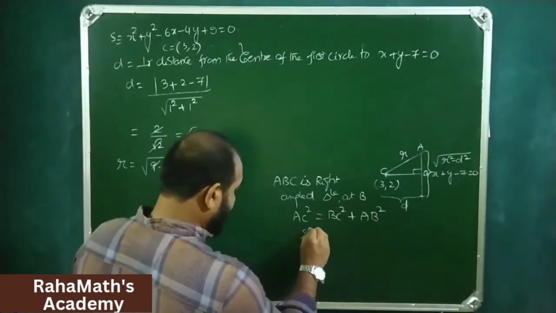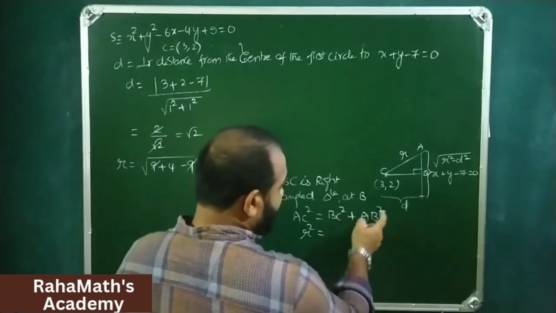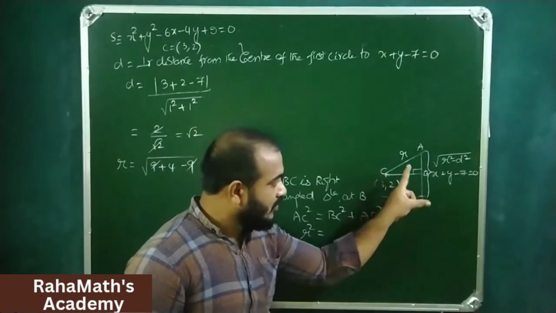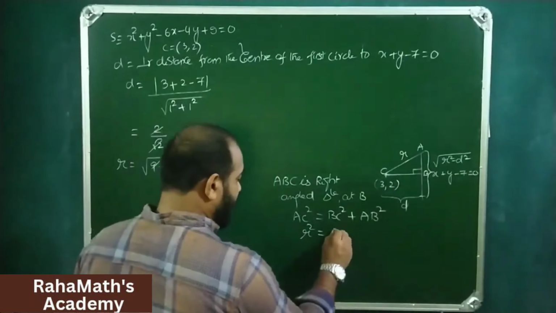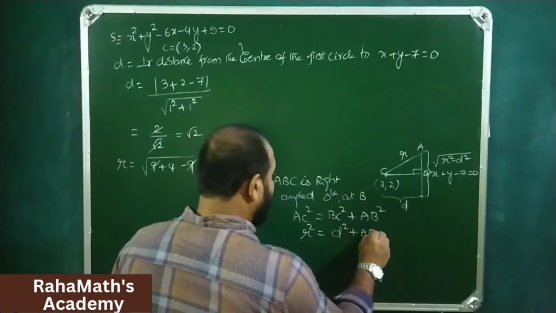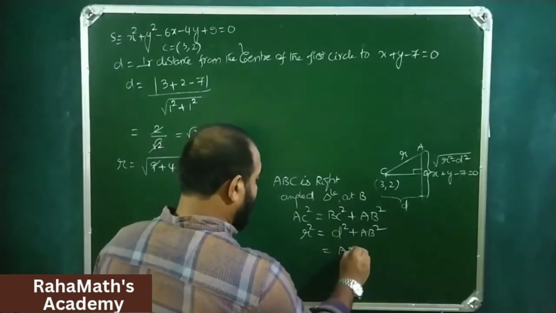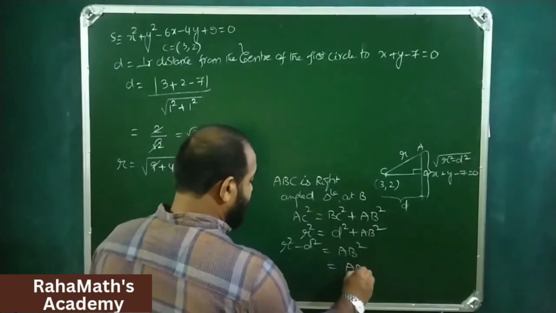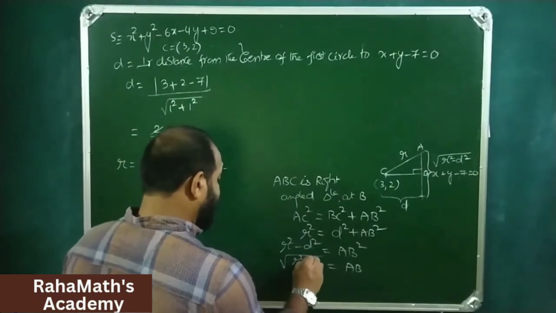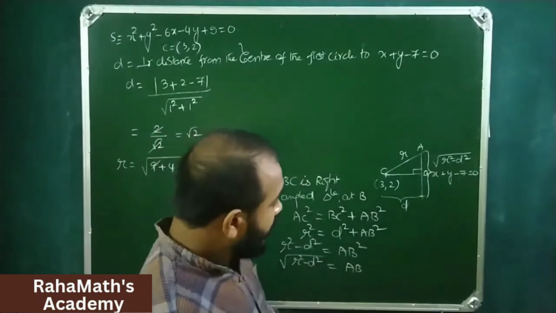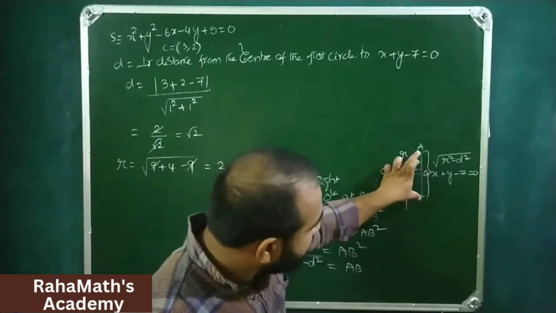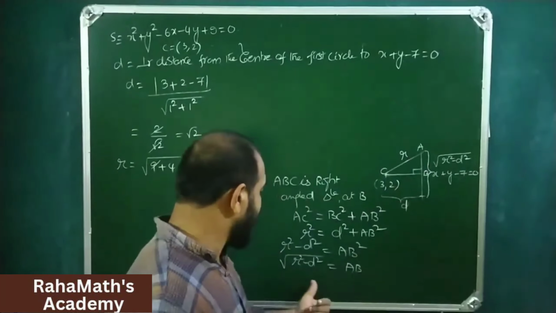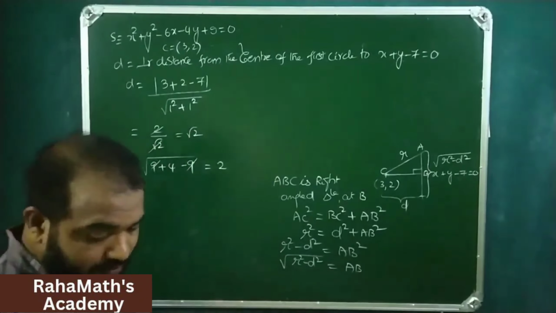AC square is R square. So BC square is D square, because D is the perpendicular distance from the center of the circle to the line. Therefore, from this, AB square equals R square minus D square. And if you want AB, this is root of R square minus D square. And this is double, therefore with the 2, I just multiply. Therefore, we get 2 root of R square minus D square.